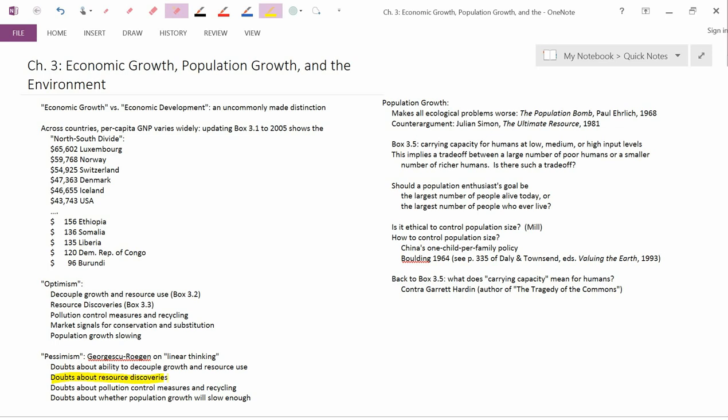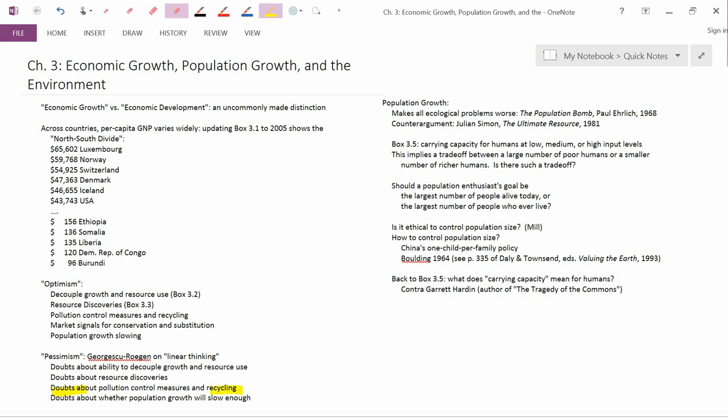Next point, doubts about resource discoveries. Well, yes, maybe we can find more exhaustible resources, but maybe we won't, or maybe those deposits will be too small or too expensive to extract. Doubts about pollution control measures. Anybody who has studied global warming, as we have, certainly will have some doubts about whether we are going to be able and willing to adopt the kind of pollution control measures we need in order to combat global warming.